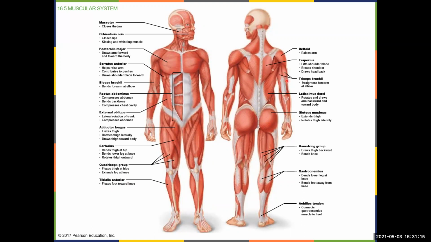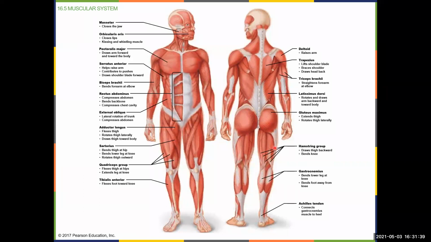On the back of your arm, you have your triceps. Then this lower back muscle here is your latissimus dorsi. So these are like your posture helping muscles. The gluteus maximus, which is your butt muscles, helps with rotating your thigh and extending your thigh.